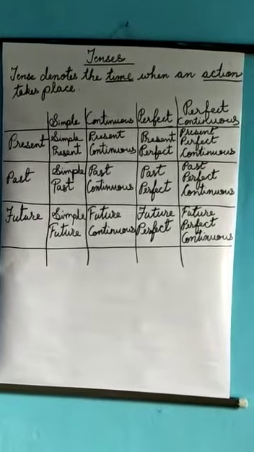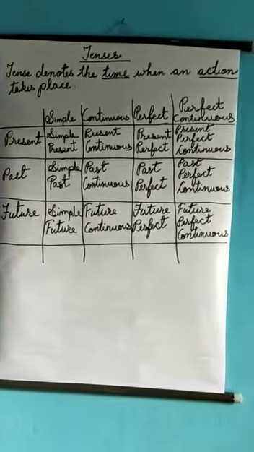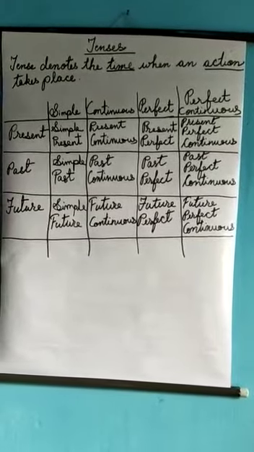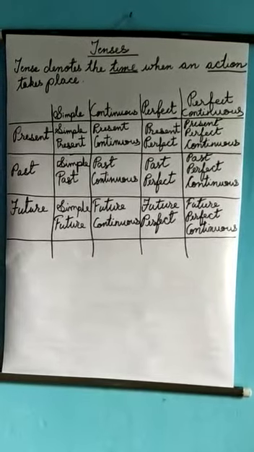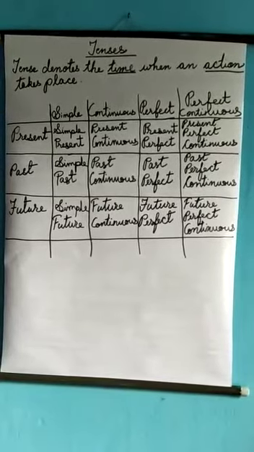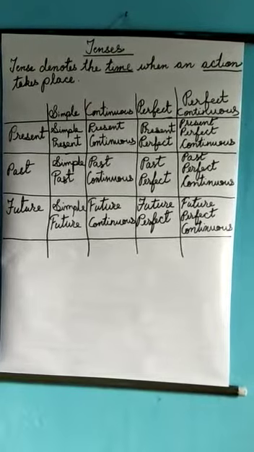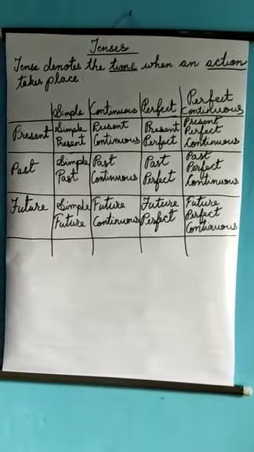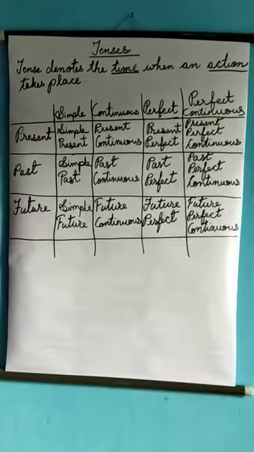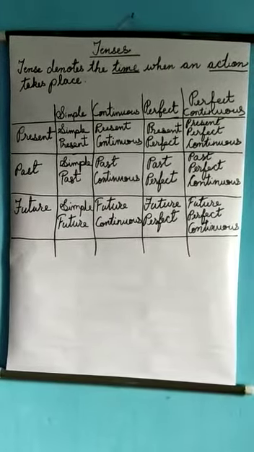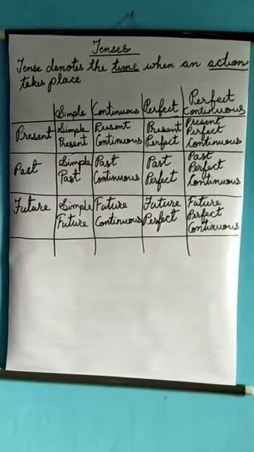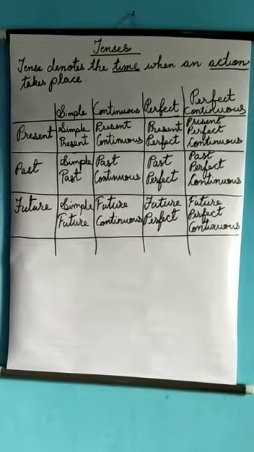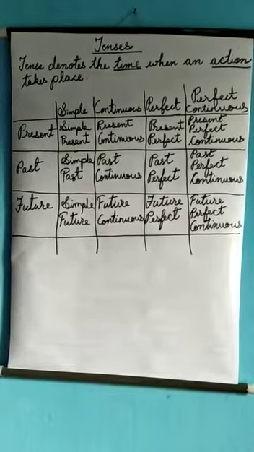So, these three tenses are again further categorized into simple, continuous, perfect, and perfect continuous. So when you have present tense, you have four broad categories of present tense. They are simple present, present continuous, present perfect, and present perfect continuous. Similarly, for the past tense, you have simple past, past continuous, past perfect, and past perfect continuous. And for future, you have simple future, future continuous, future perfect, and future perfect continuous.